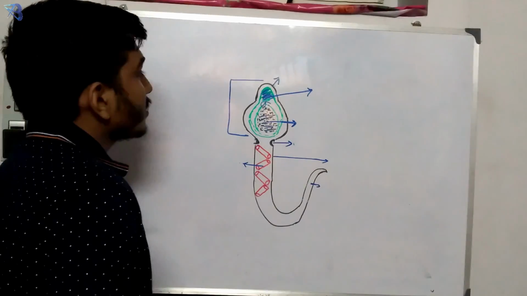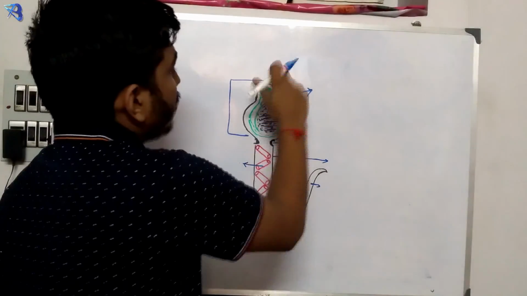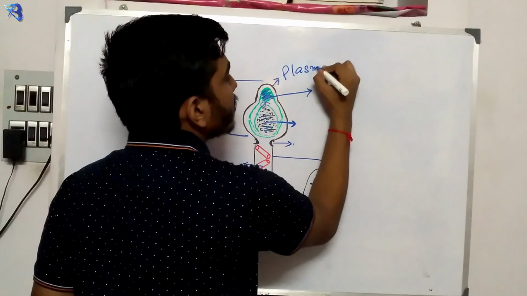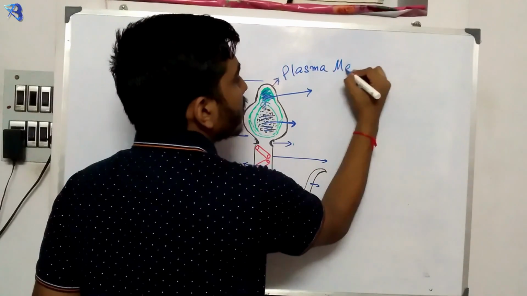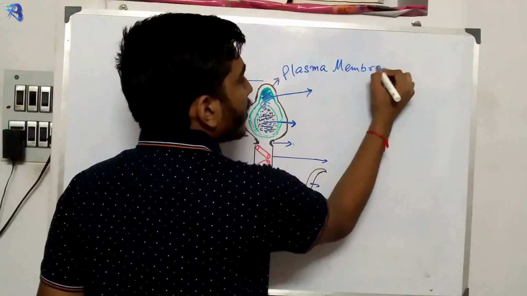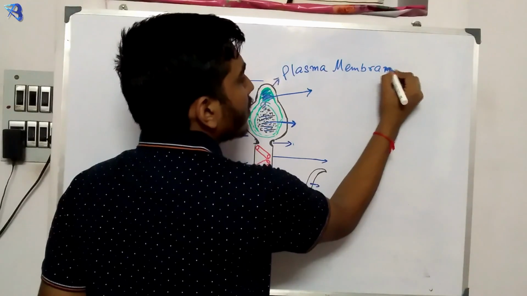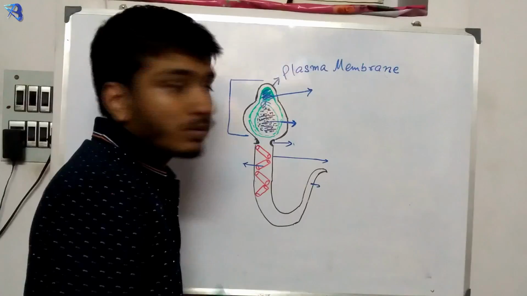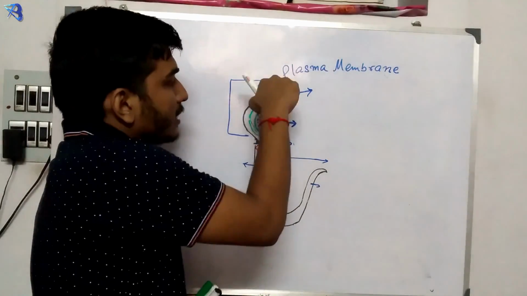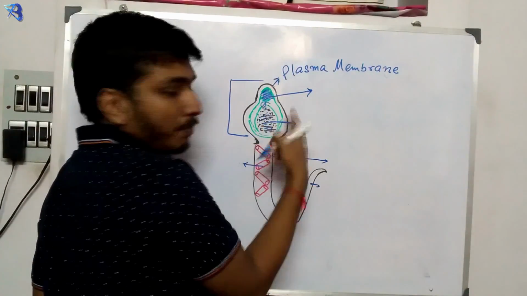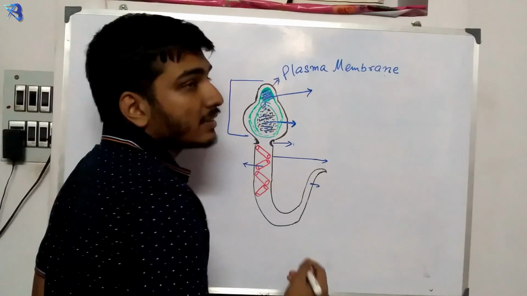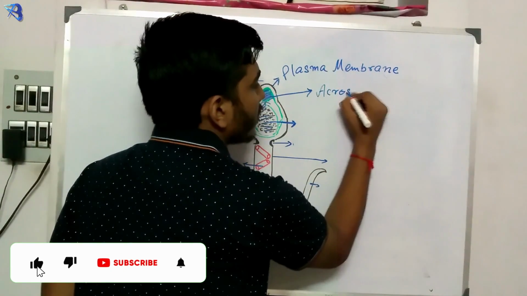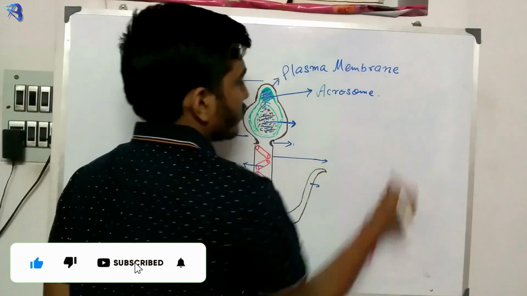Now let's start the structure of sperm. The outer covering is known as the plasma membrane. This part, the anterior portion of the nucleus, is known as the acrosome. What is the function of this acrosome?